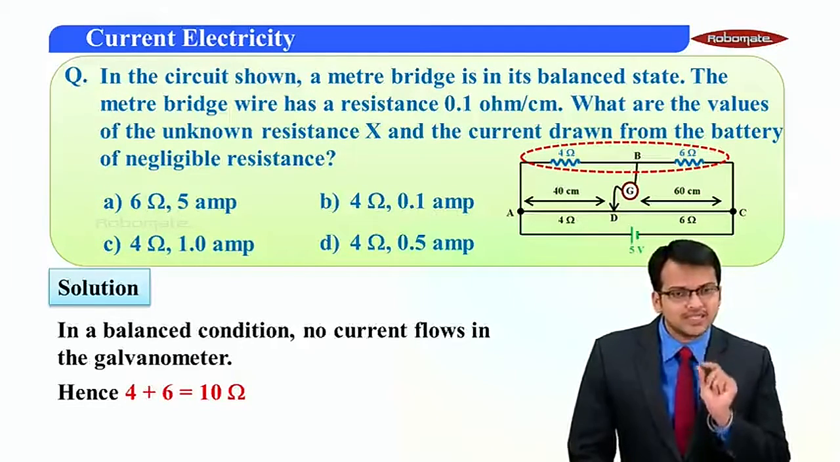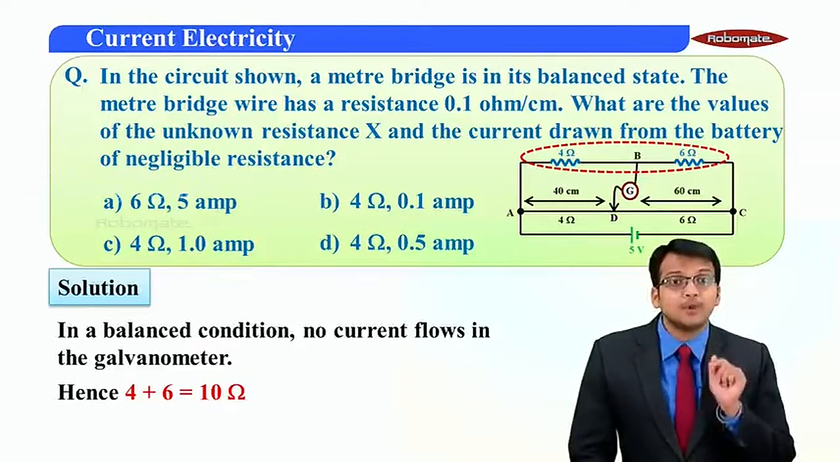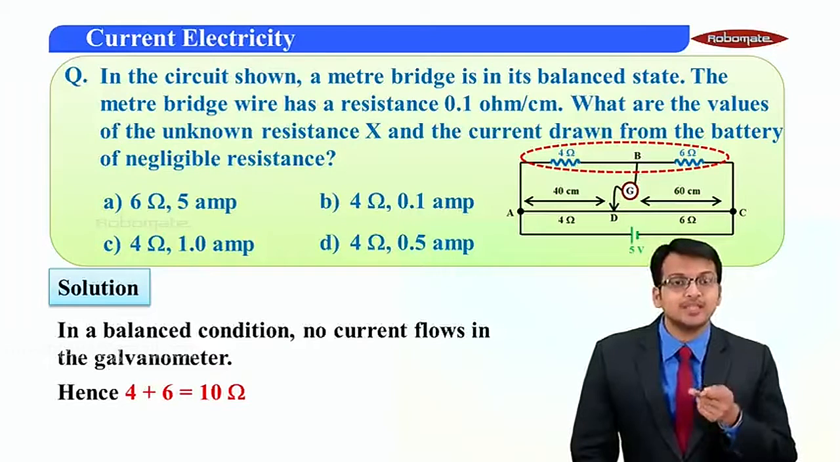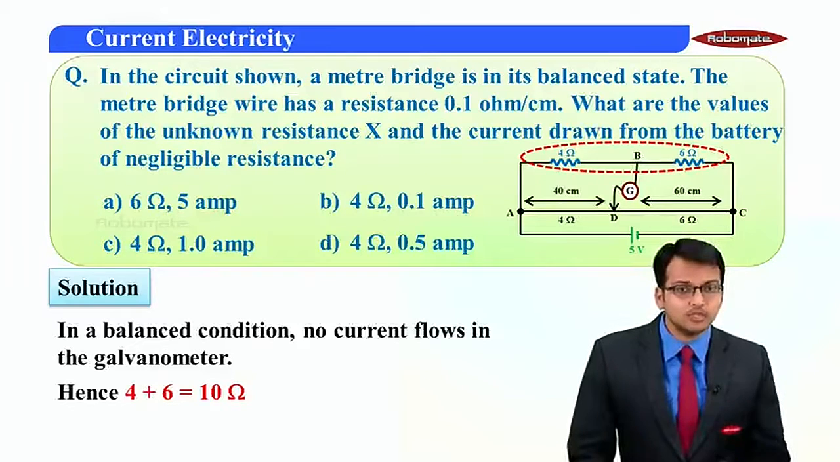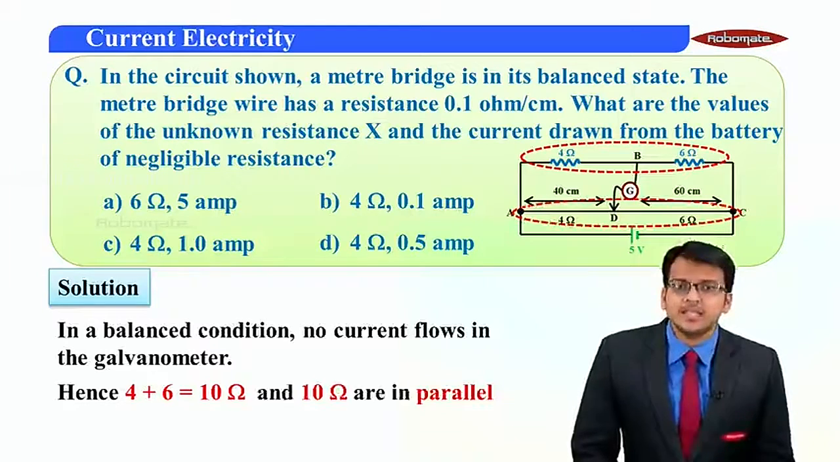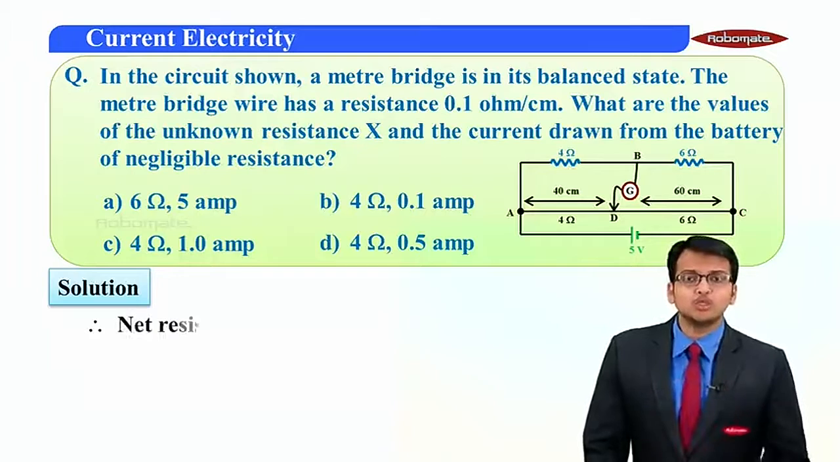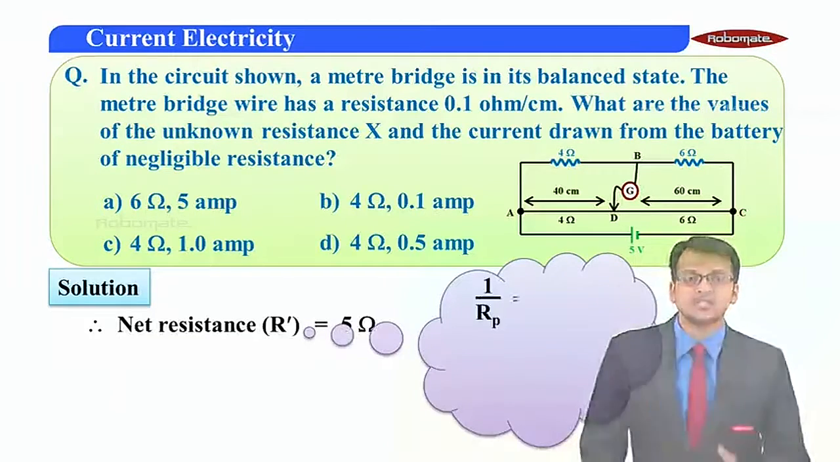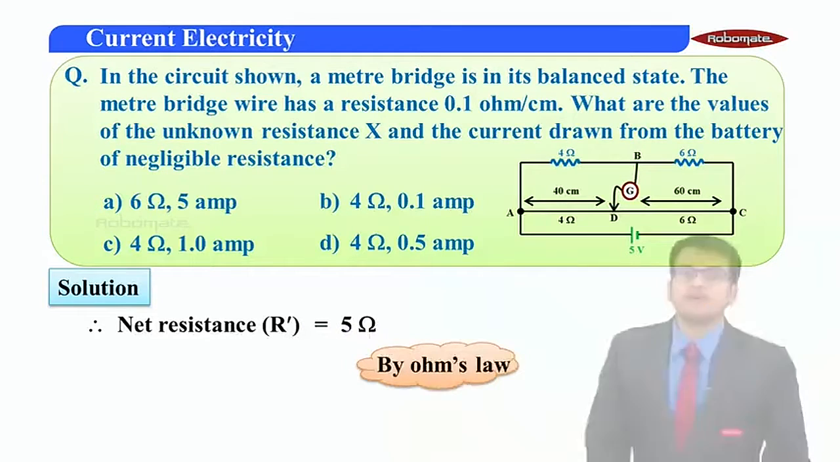If you see the 40 centimeter part and below that, that is 4 ohms. Why? Because sigma is given as R upon L. You know L, dear students, so you can easily find R as you know sigma. So your 40 centimeter corresponds to 4 ohms and your 60 centimeter corresponds to 6 ohms. Again they are in series, so it will be 10 ohms, and the two 10 ohms are in parallel. So what should be the equivalent resistance? We know the concept that 1 upon R parallel is equal to 1 upon R1 plus 1 upon R2. Hence my equivalent resistance comes out to be 5 ohms.